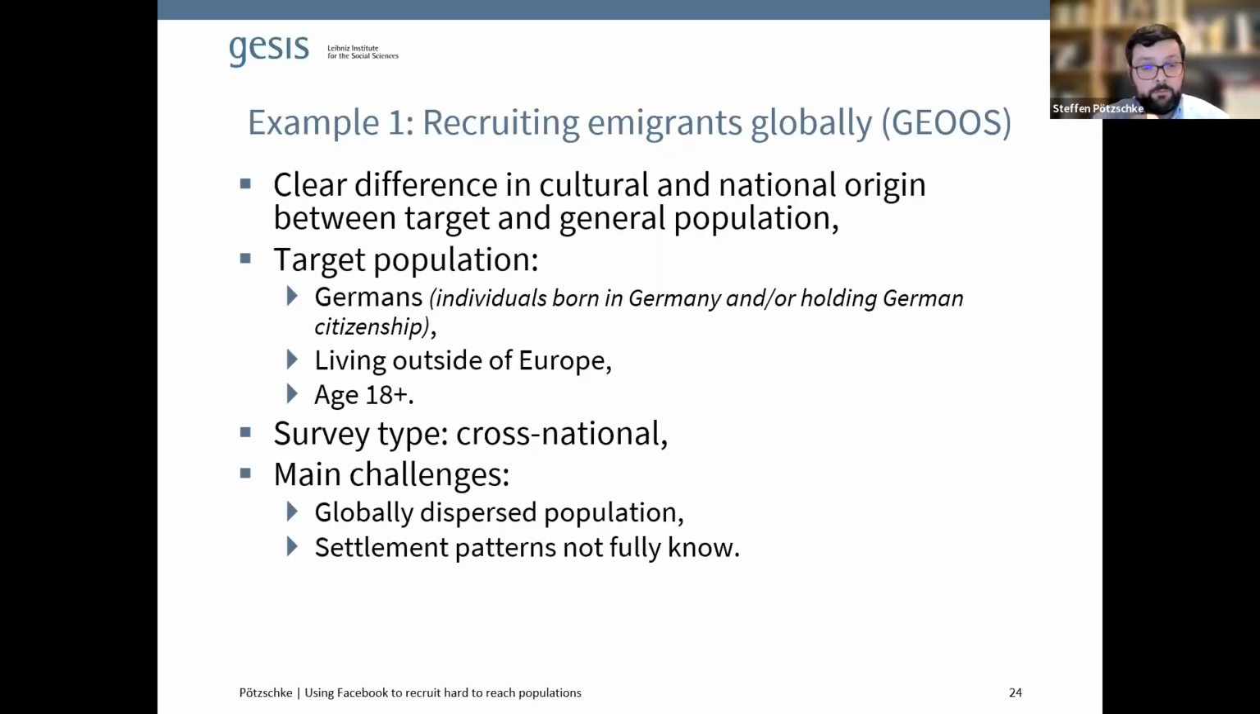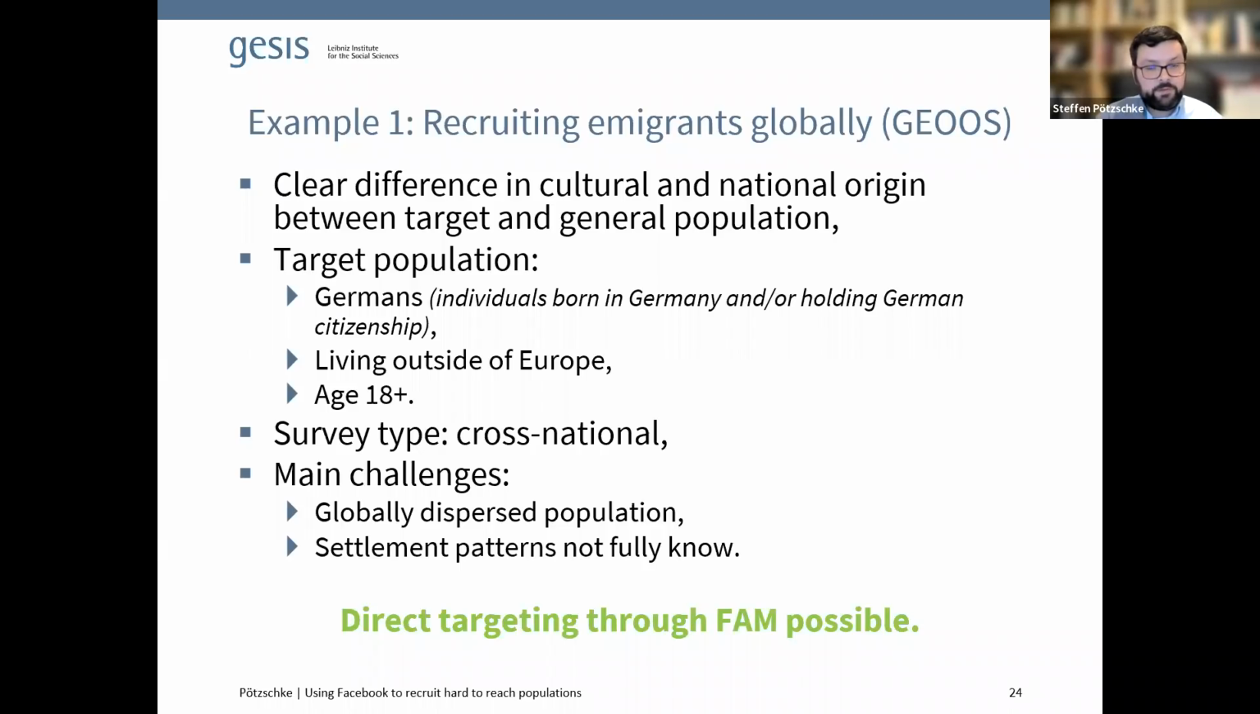This is obviously cross-national research, and the main challenges which the Facebook Advertisement Manager is used to help us with is that we are targeting a globally highly dispersed population, and one of which the settlement patterns are not fully known beforehand.